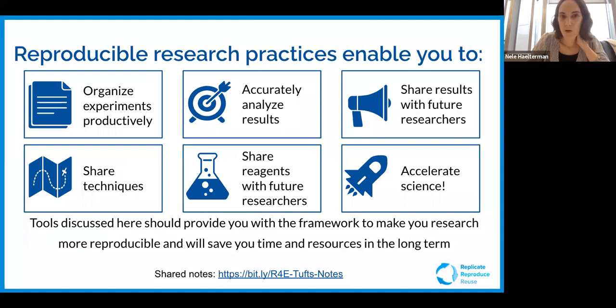So we hope that we've been able to share some ideas with you that you might find useful that can help you to organize your experiments, to accurately analyze your results, to make sure that you are able to share them with other scientists in a way that they can use them in the future, and just in general that we are able to together accelerate science. Next slide.